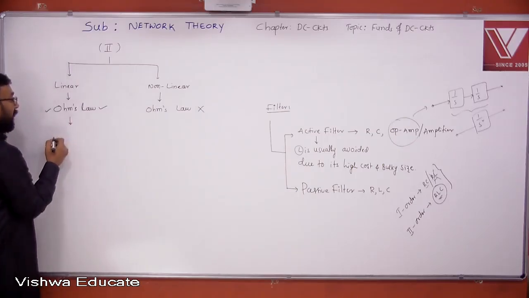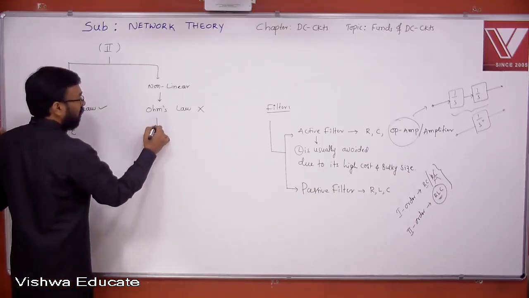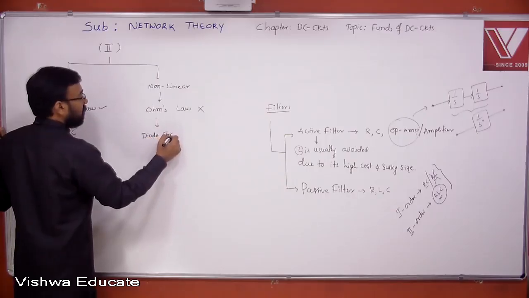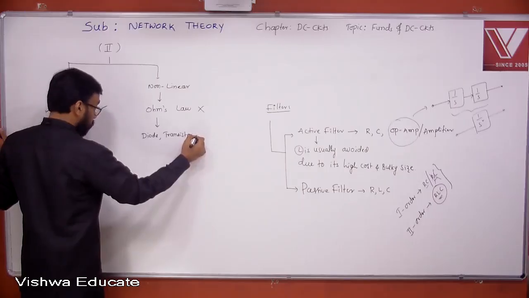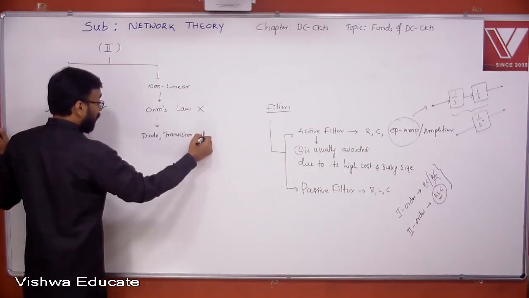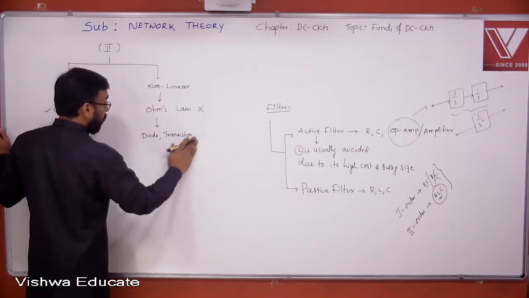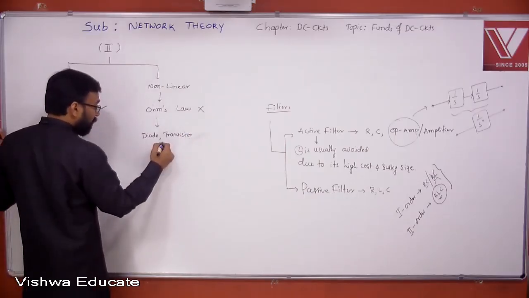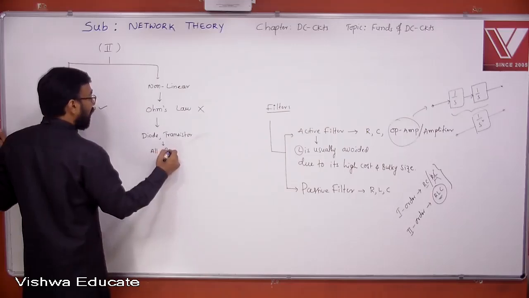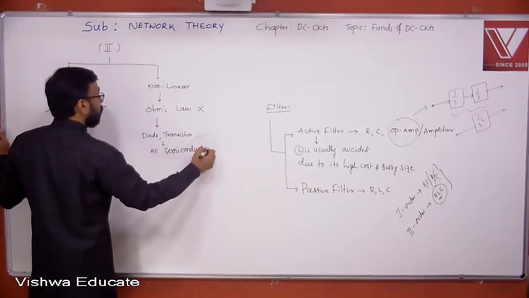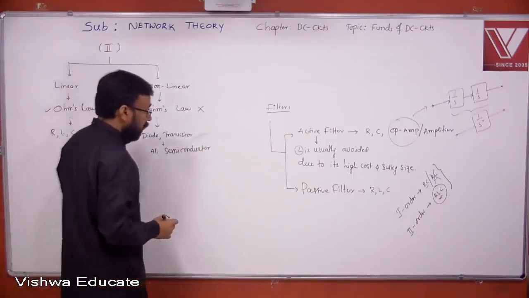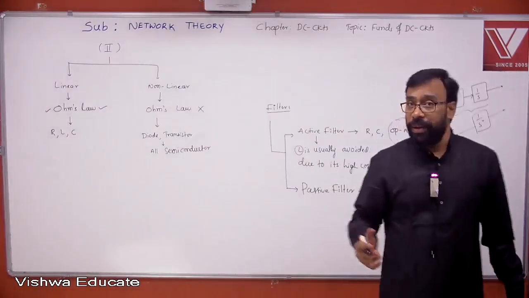Then what are the examples for linear elements here? R, L, C elements. What are the examples for non-linear elements? Diode, transistor, and all semiconductor devices. All semiconductor devices are called non-linear elements.